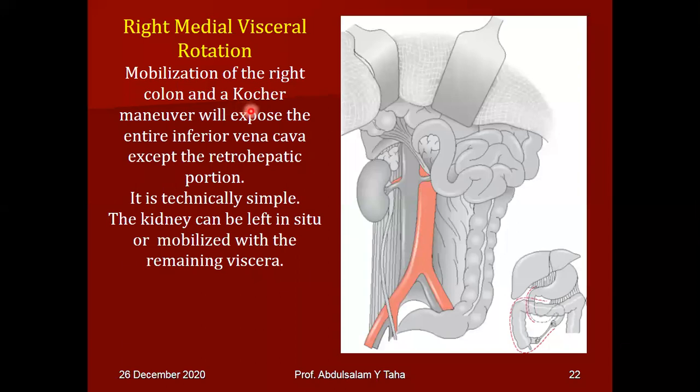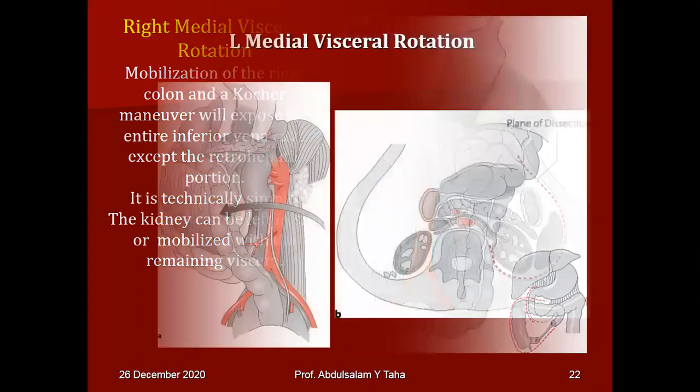Mobilization of the right colon and a Kocher maneuver will expose the entire IVC except the retrohepatic portion. It's technically simple, and the kidney can be left in situ or mobilized with the remaining viscera. So that is the entire IVC. The entire IVC has been isolated.